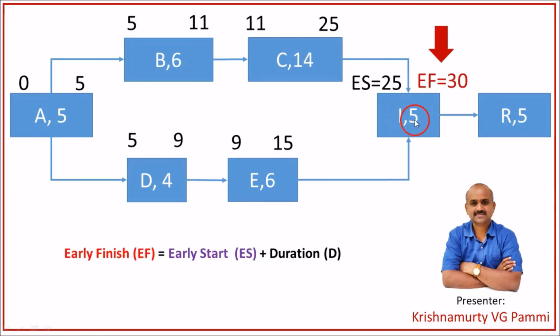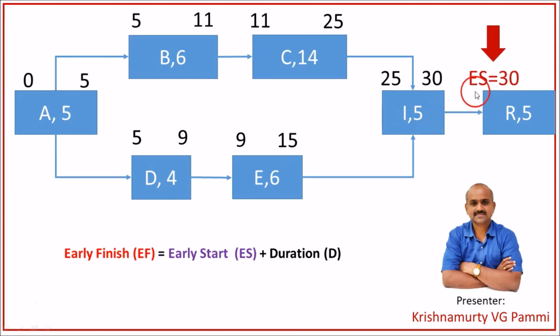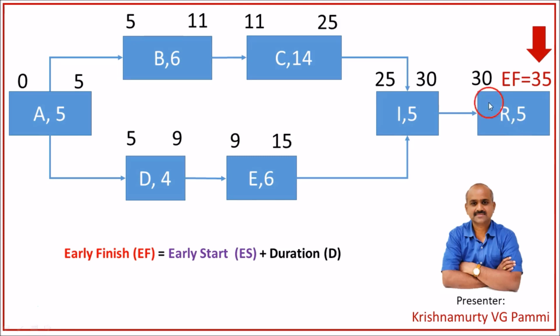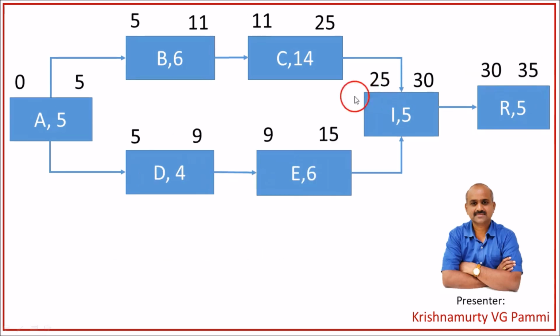Now, if you add 5 to 25, that means duration to early start of activity I, you will get early finish as 30. Now, this 30 will get carried forward as early start for activity R, because activity I and activity R are tied up with finish to start relationship. Now, if you add 5 to its early start, 30 plus 5 becomes 35, right? So this is how we calculate early start and early finish for our activity flow diagram for various activities.